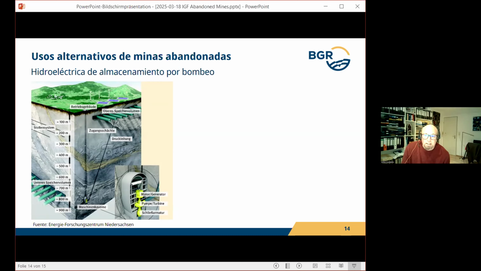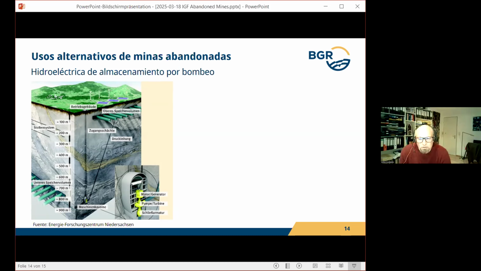I haven't heard of similar projects in the Andean region, which already has a big potential for this. Mining has left big holes, of course, with considerable differences in height between them. An example is the contrast between the mountain and the coastline; these could be used for storage by pumping.